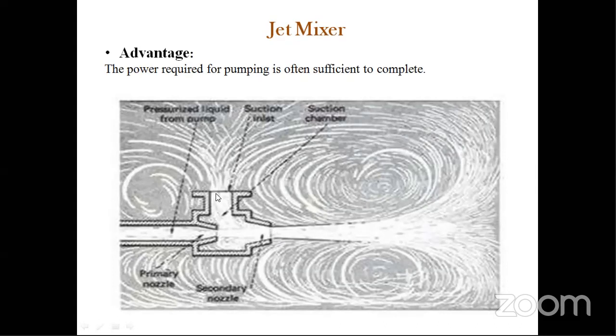Okay. And another suction force is there. By that way we can collect the mixing liquids, or adjust the mixing speed.